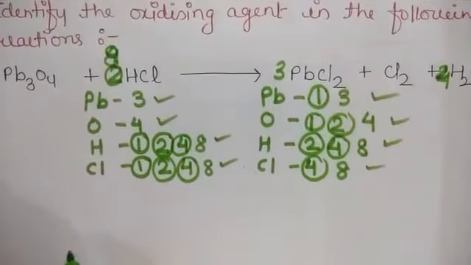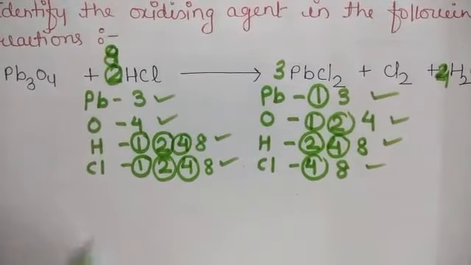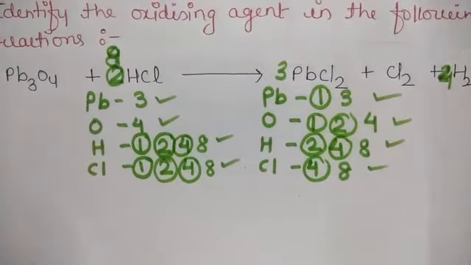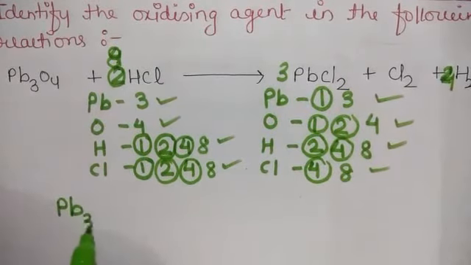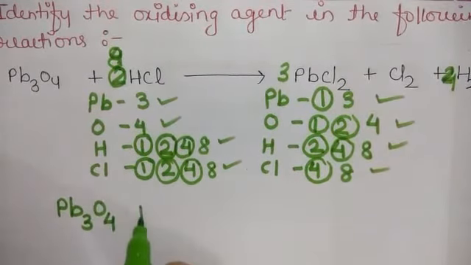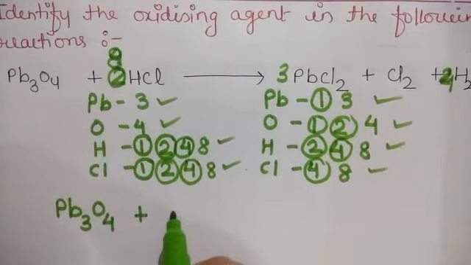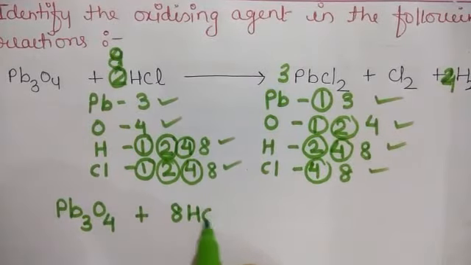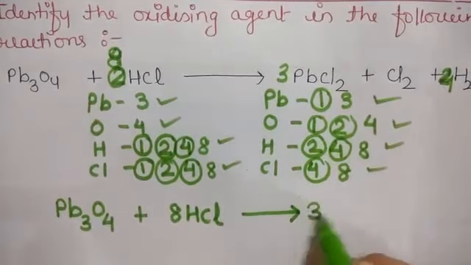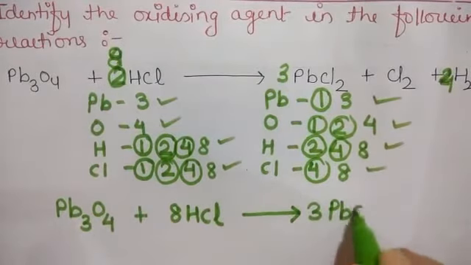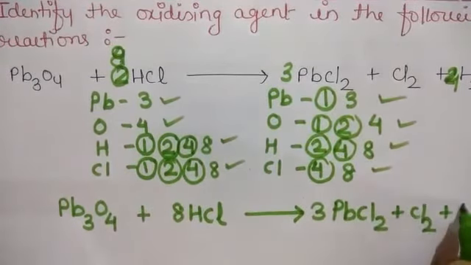Now the second work: we have to check which is the oxidizing agent. For that, I have already told you in the class that we have to write the oxidation reaction and the reduction reaction, and then we'll check for oxidized and reduced. Then we will convert that into oxidizing and reducing agent. For that, I have to write the reaction which is now balanced. We'll write the freshly prepared reaction after balancing here.